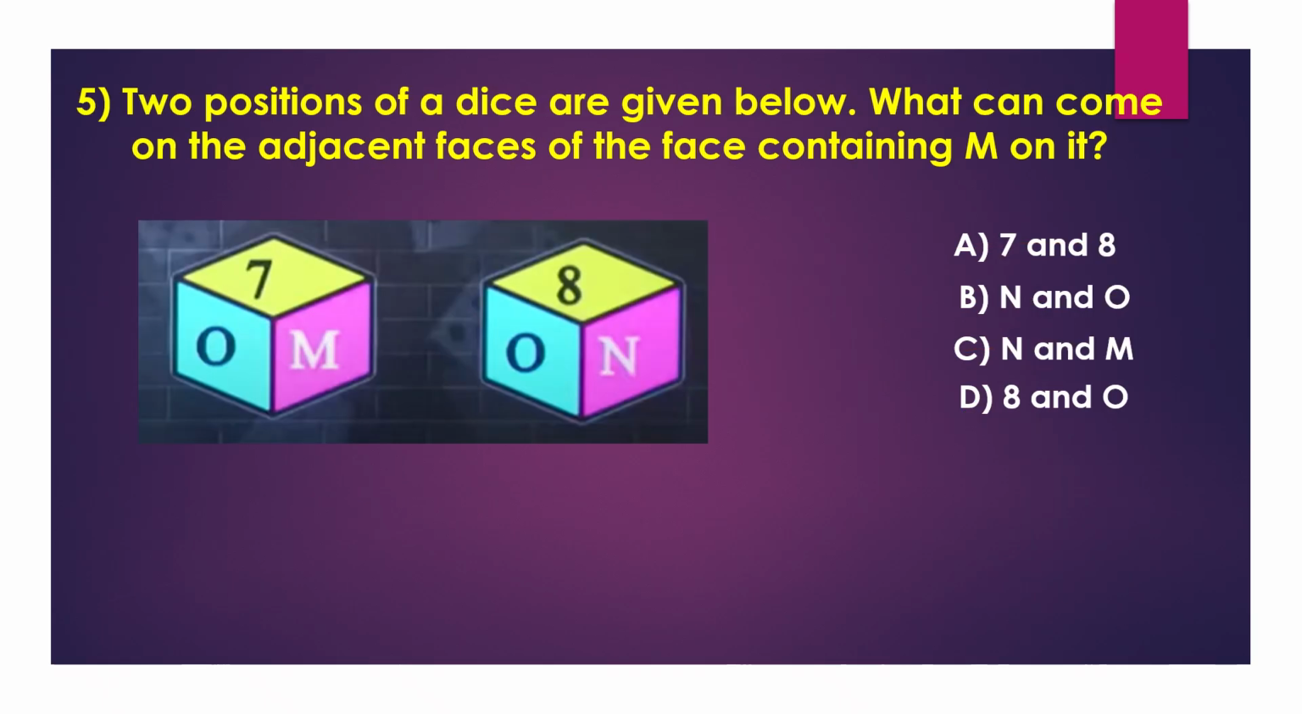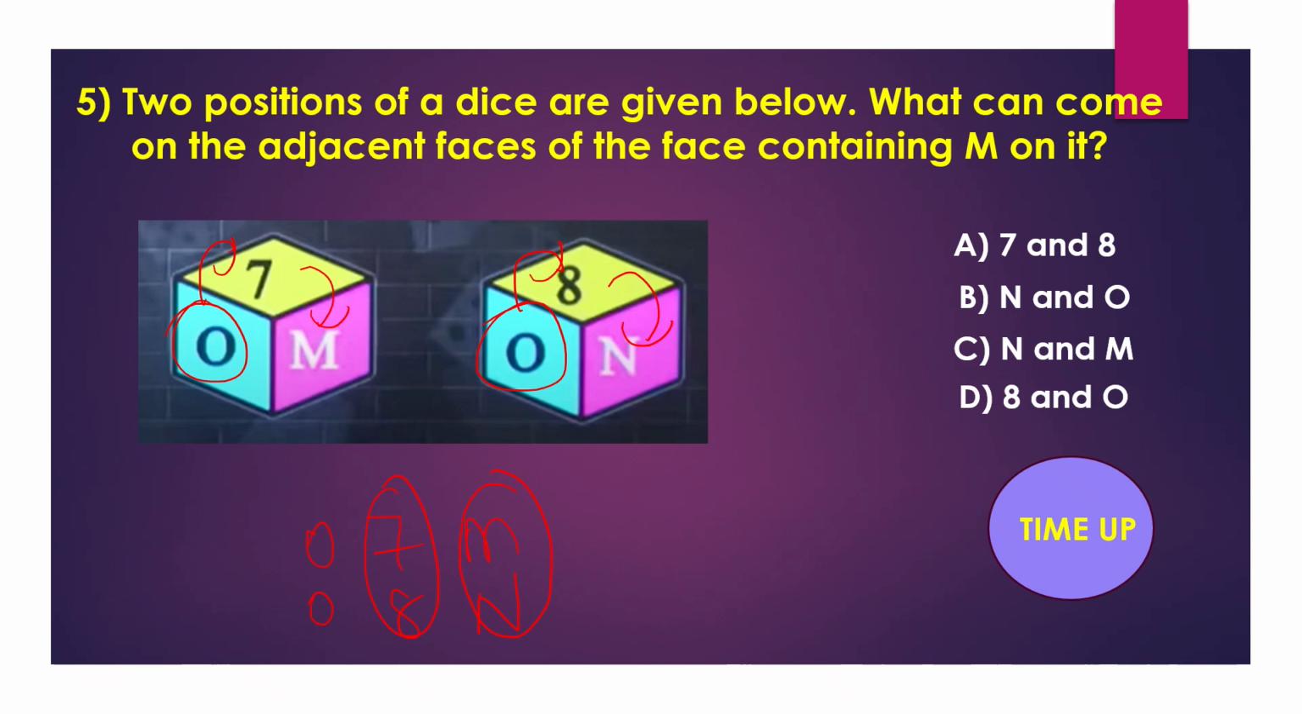Fifth question on your screen and your timer starts now. Time up. So the common face in both the dice is O. Correct? Go in the clockwise direction. Here you will get 7, M. Then when you go to the second dice, you will get 8 and N. So 7 and 8, M and N, they become the opposite pairs.